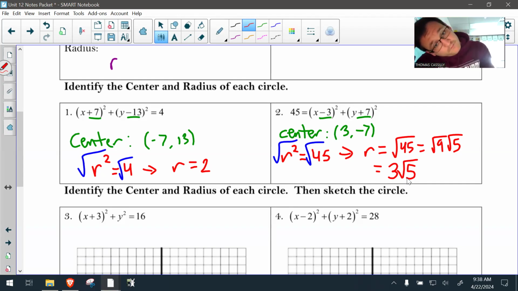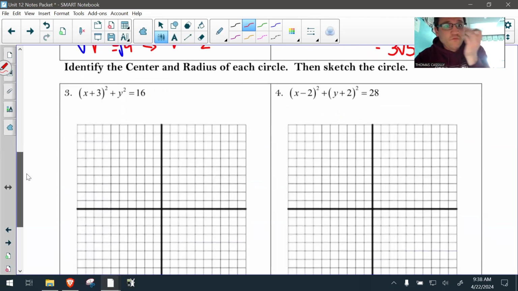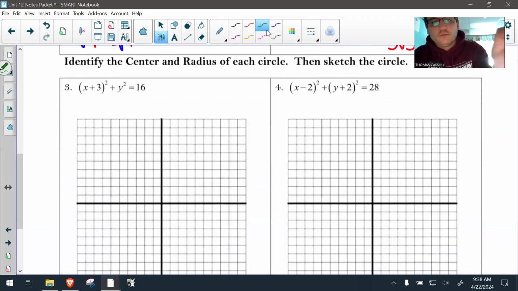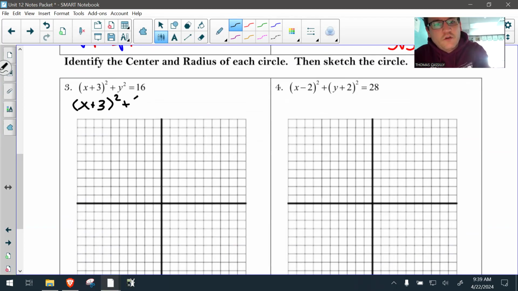Here we have it. So now we're actually going to graph these things. Let's see here. The center. Notice on this problem, it's just y squared. If you want to, you can rewrite this to make it look more like the formula that we have. You could call this (x plus 3) squared, and then this y you can call y plus 0 if you want to.